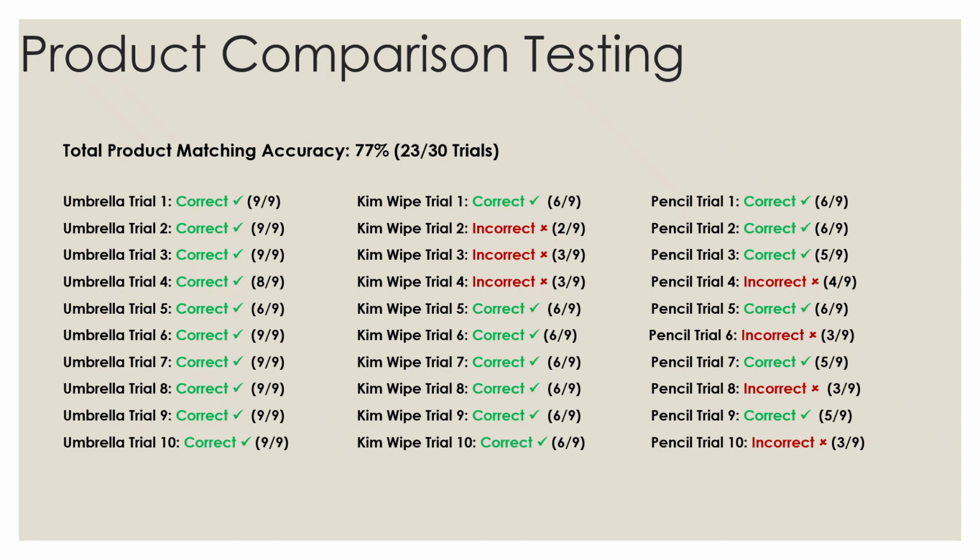Here we have the results of the model with product analysis using the umbrella, Kim wipe, and pencil case data shown previously. In 30 trials, the accuracy was around 77%, but this is expected to improve considerably and soon with further noise reduction and better product sampling.